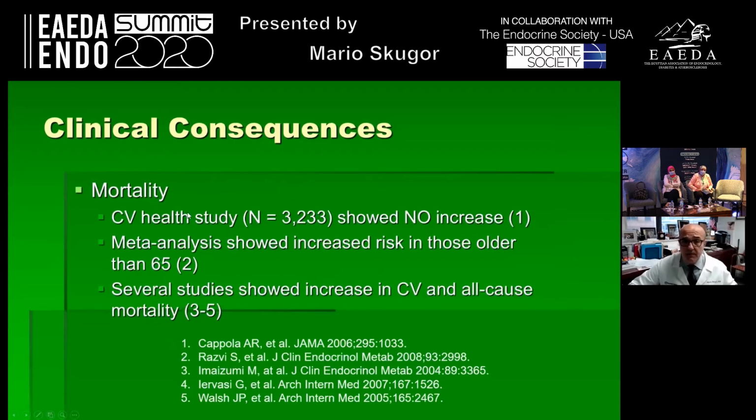Regarding mortality in these patients, again, there's a whole bunch of studies here. As you can see, the cardiovascular health study of 3,000 patients showed no increase in mortality. A meta-analysis showed increased risk in those older than 65 years of age. And several other studies showed an increase in cardiovascular and all-cause mortality in people with subclinical hypothyroidism.